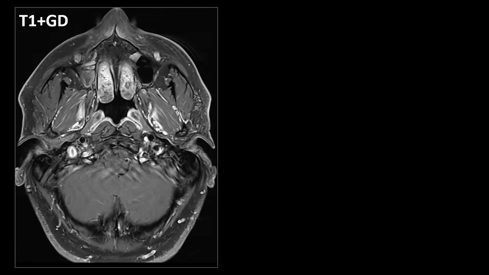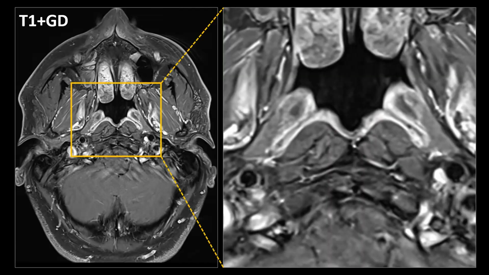Okay, now, final question, what is the Torus Tubarius exactly? Or where is it located? Well, I already told you that. So here we see the internal carotid artery, right? This is the medial pterygoid plate, right?